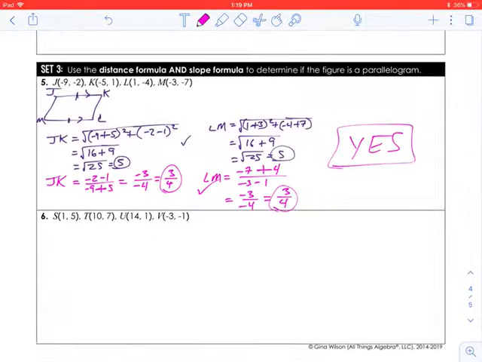Okay, so you can try those blank ones on your own. We're going to have some homework over that as well to practice using distance and slope to figure out, is this really a parallelogram? All right, peace.